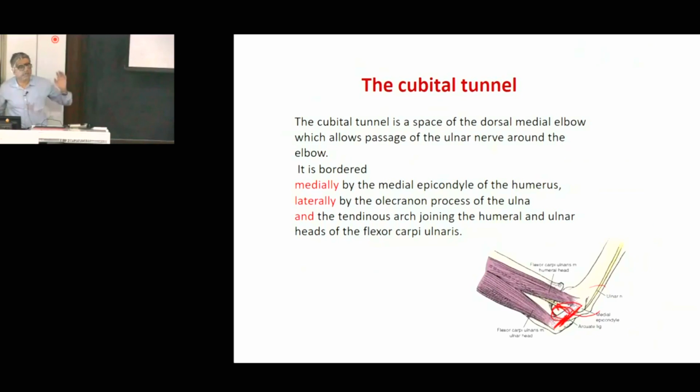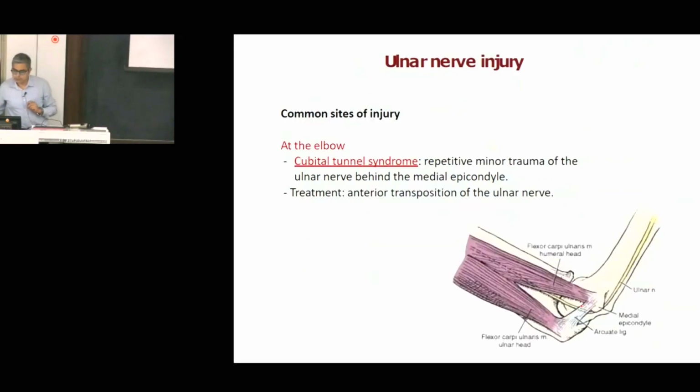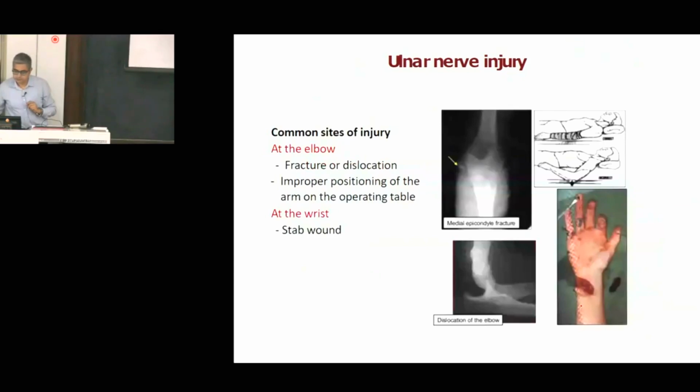So that is cubital tunnel syndrome. Just like carpal tunnel, there is a cubital tunnel syndrome also. There will be no mistake there: there is a cubital tunnel, okay. And in that case, the ulnar nerve is involved. This injury we already discussed.